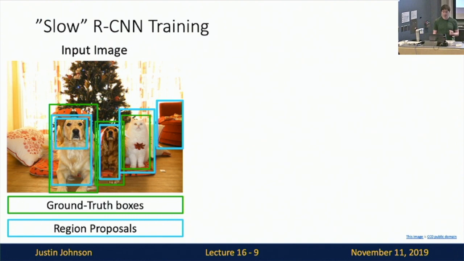and to the cat. But we also have some region proposals, maybe one on the face of the dog that partially intersects one of the ground truths, but is pretty far from being perfect. And we also got this region proposal in the background that covers a piece of a chair, which is totally disjoint from all of the positive objects that we wanted to detect.